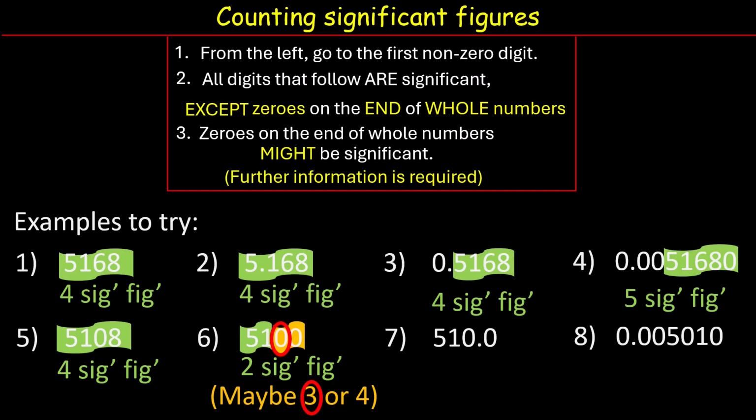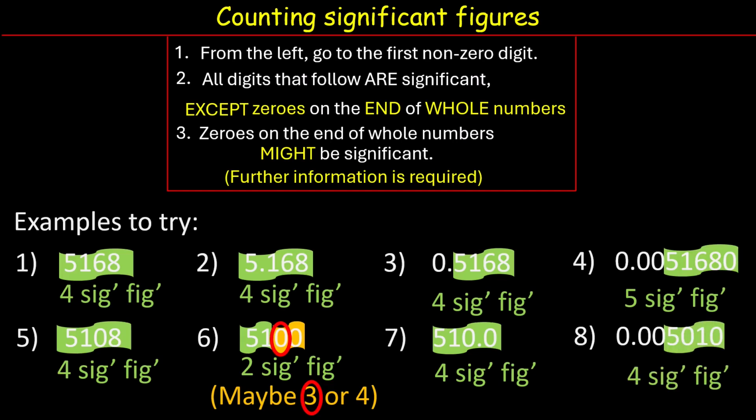significant figures. In examples 7 and 8, we have decimals, so we ignore the leading zeros, but everything else is significant, giving us 4 significant figures in both cases.